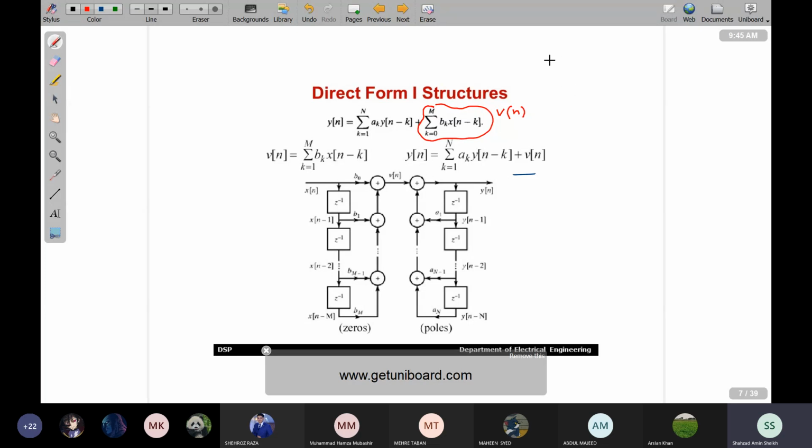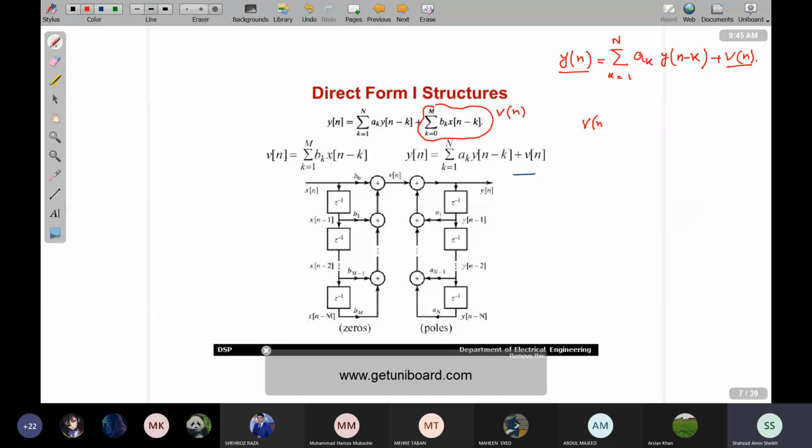So what situation do we have now? y of n is equal to sum over k equals 1 to N of a_k y of n minus k plus v of n. So this is my input, this is my output. ठीक है जी. तो इस बात का क्या मतलब हुआ कि अगर मुझे इस डिफरेंस इक्वेशन को इंप्लीमेंट करना है, तो how can I do it?